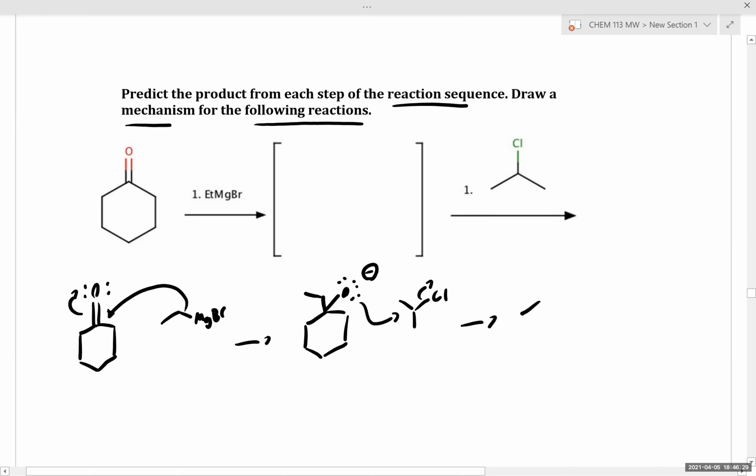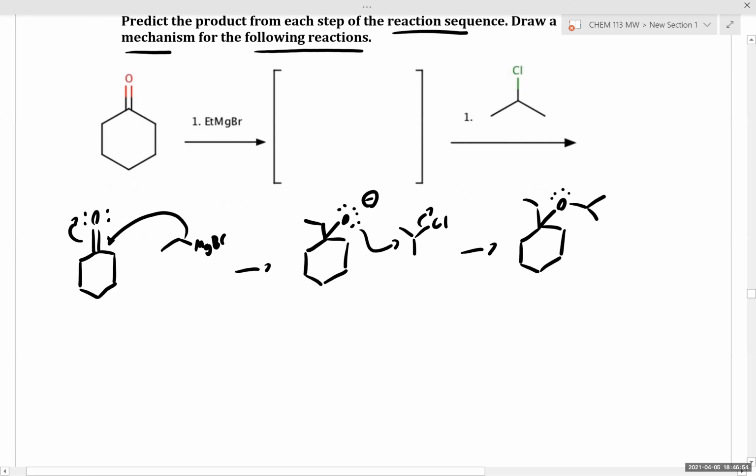So it allows us to use relatively unreactive alkyl halides. I mean, you won't be able to get away with a tertiary alkyl halide or anything of that sort, but it does allow you to use relatively unreactive alkyl halides just because you're using such a large excess. So, does this mechanism and does this reaction sequence make sense to everyone?